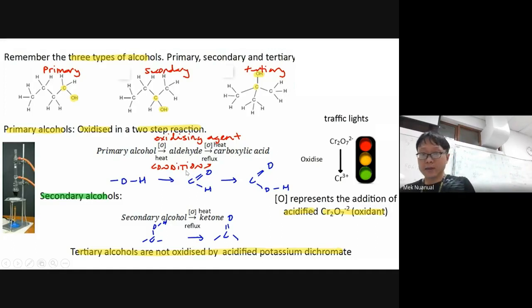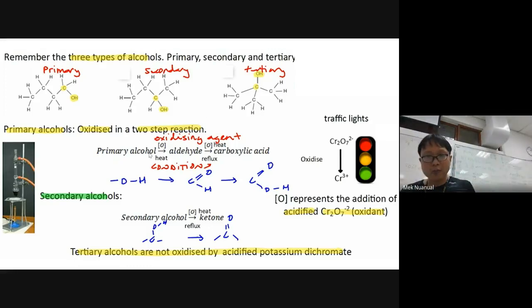But in this situation, you don't need to write the K part on your test, because the potassium just acts as a spectator ion, and we don't have to worry about it as part of our conditions for the oxidation. All right, so that's just the first step. With that first step, the first thing you make is an aldehyde, okay?